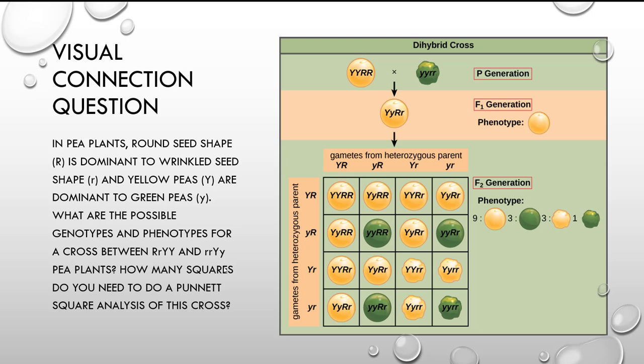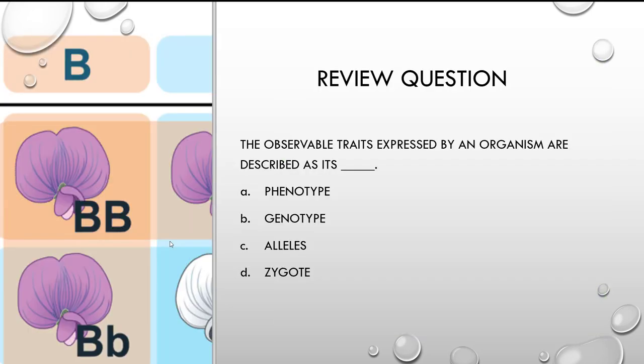All right. Let's do some review questions. The observable traits expressed by an organism are described as its: is it a phenotype, a genotype, the alleles, or a zygote? The observable traits expressed by an organism. If you chose the phenotype, I would agree with you. So the phenotype is the physical expression of the trait.